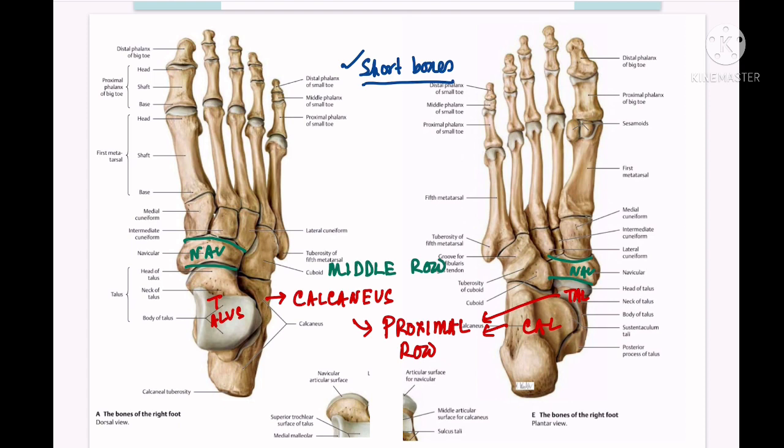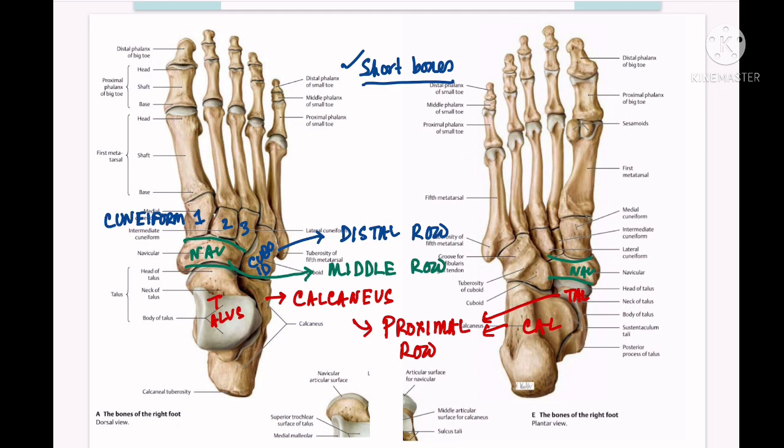And the rest of the 4 bones, that is the 3 cuneiforms and 1 cuboid. The 3 cuneiforms, 1, 2, 3 cuneiforms, and the cuboid, they together form the distal row. So cuneiform 1, 2, 3 plus cuboid, they form the distal row. Okay, so proximal row, middle row and distal row. This way the tarsal bones are organized.